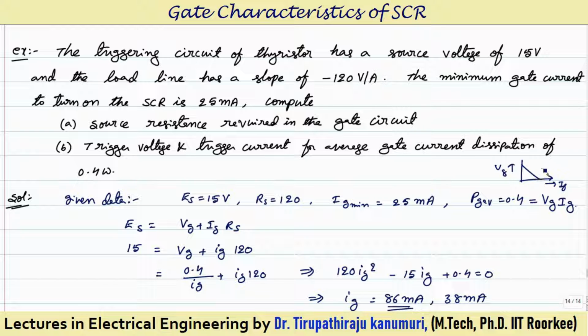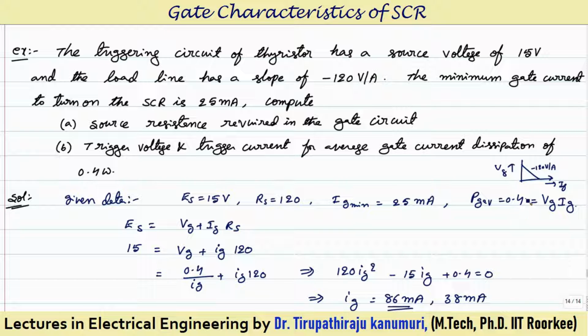So this is my load line characteristics. This is mentioned as minus 120 volts per ampere. We know this slope indicates the resistance only. So Rs is equal to 120, and the minimum value of gate current is mentioned as 25 milliamperes, and it is also mentioned the average power dissipation is 0.4.